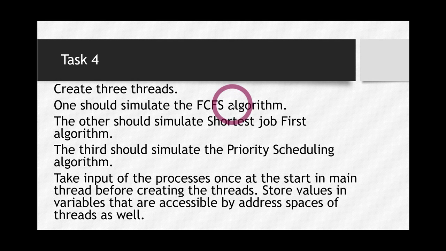So what you will do is use the code from your previous labs of the FCFS algorithm, SJF, and priority scheduling, and you will just put that code in the functions of each of these three algorithms, right? So you will just put them in the functions and then create three threads and call these functions. So they will run in parallel, right? It's actually not tough. It's actually very easy.